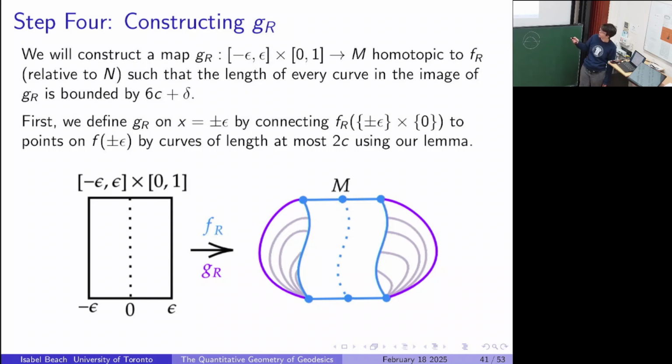So now we want to construct my map g_r that passes only through small curves and is homotopic to f. So we're going to be able to do this through curves of length at most 6c. So to start, we define it on minus epsilon and epsilon, so just the endpoints of my interval. What we do is we connect this point to every point on this vertical edge using our lemma. That tells us we can connect any point on a path to the base point by short curves. And then we take that final curve that connects to the 2 endpoints of f_r at minus epsilon to get g_r at minus epsilon. And then we do the same thing on the other side to define it on epsilon.